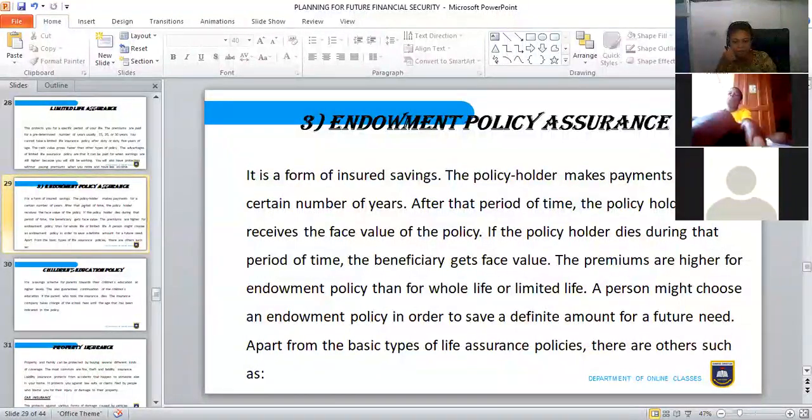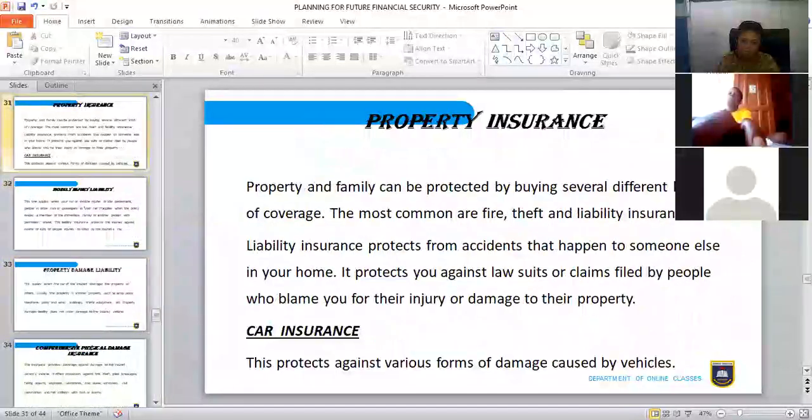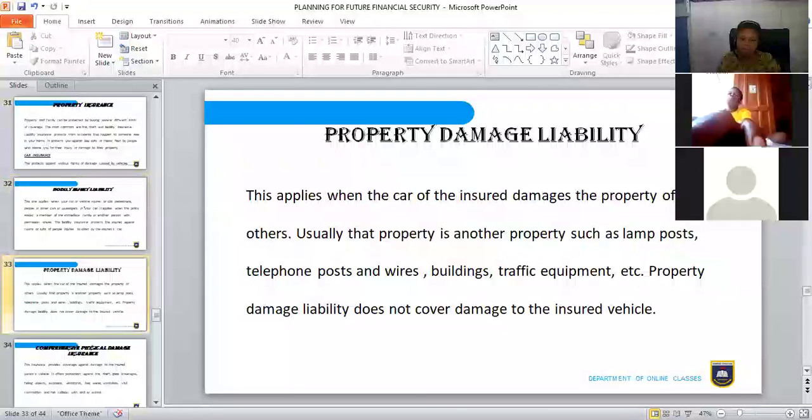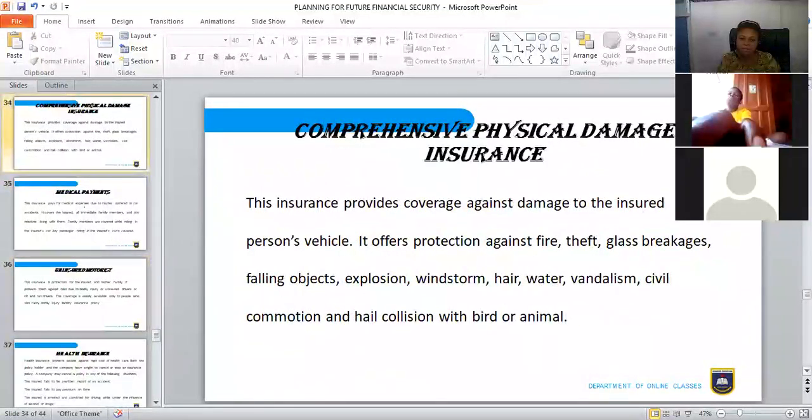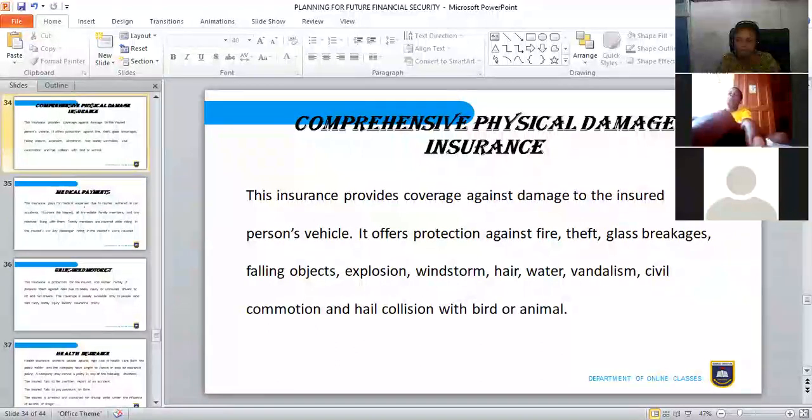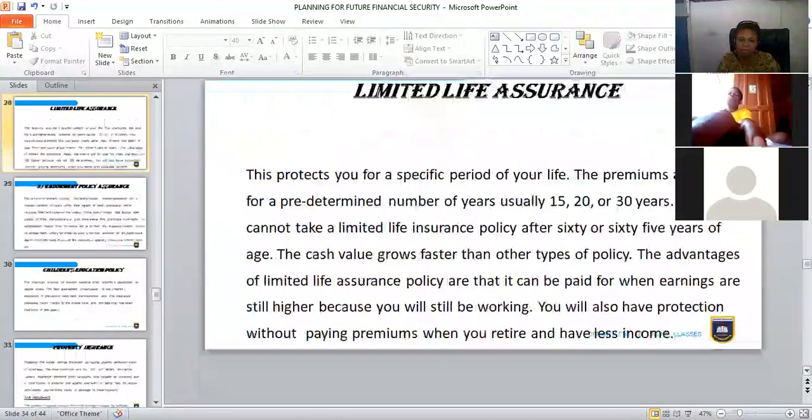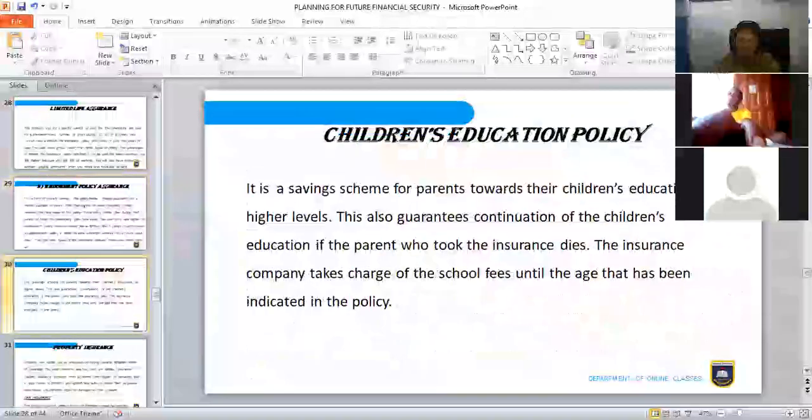And apart from the basic types of life assurance policies, there are others. Like I told you, there are other policies like the property insurance, the car insurance, property damage liability, comprehensive physical damage. You can talk about the comprehensive physical damage insurance as well. Then also we can talk about child's education policy.